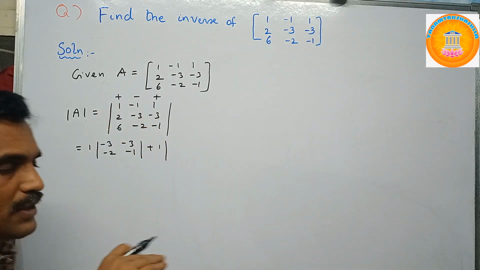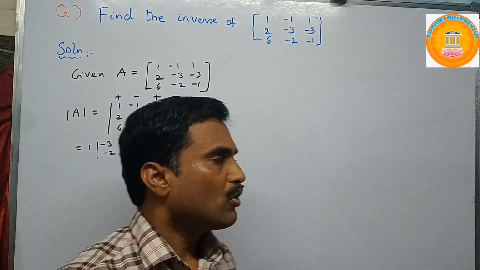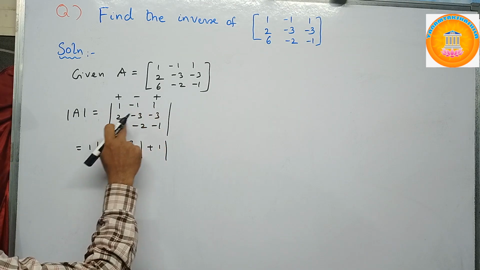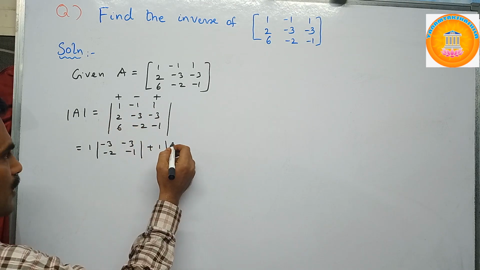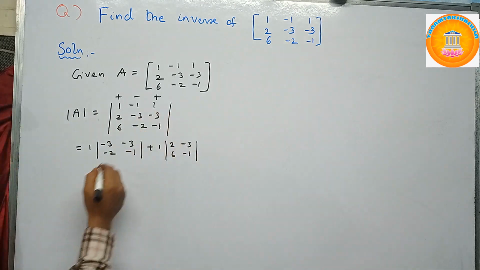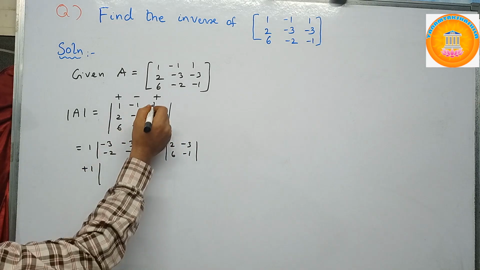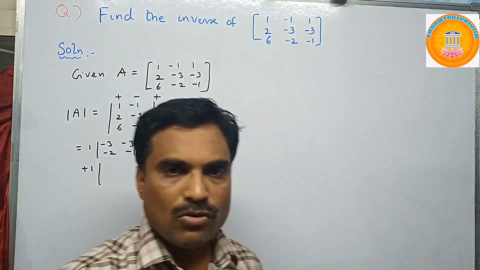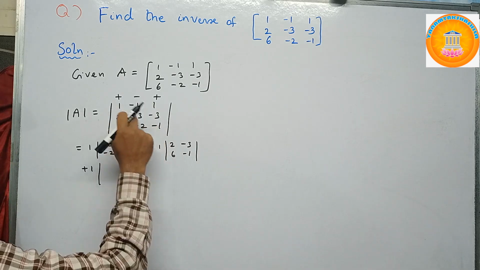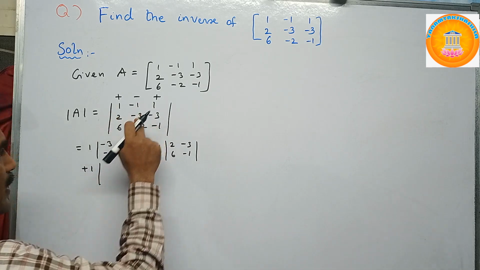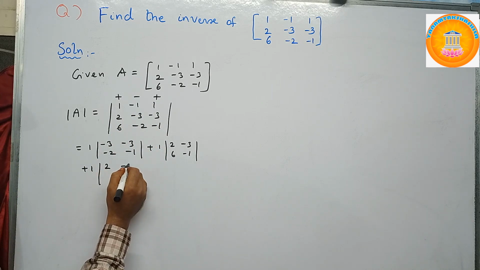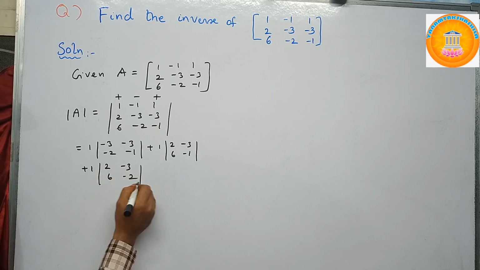Now since -1 is in the first row and second column, you have to leave those elements of the first row and second column. So what are the remaining elements? 2, -3, 6, -1. Then plus 1. Now where is 1 here? 1 is in the first row and third column. So you have to leave the elements of the first row and third column. The remaining elements are 2, -3, 6, -2. So for this you need to form a determinant 2, -3, 6, -2.